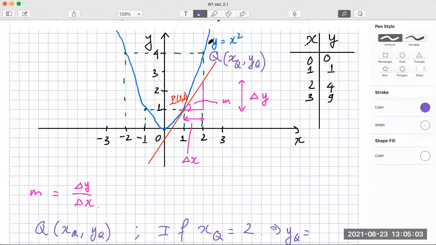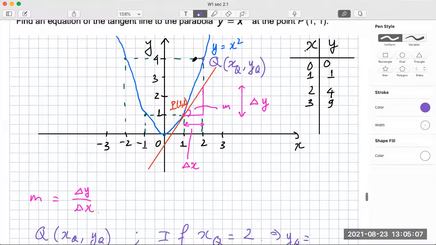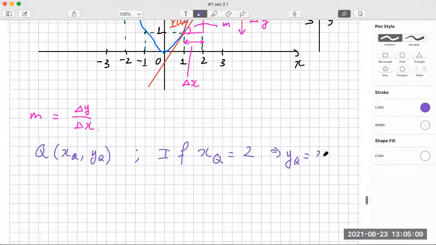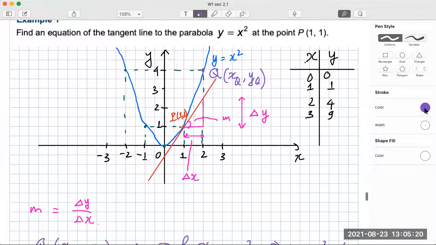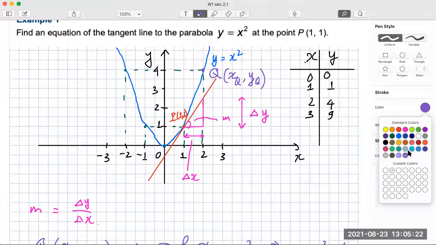Someone said it, right? Thank you. So we plug into the equation, it will be x squared, which is 4, right? Very good. This point. So from the given point here, if we connect this line, the line goes through P and Q.